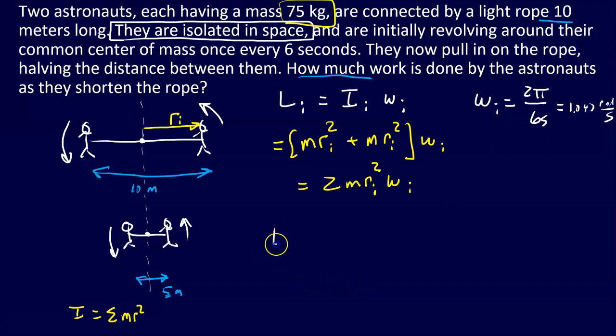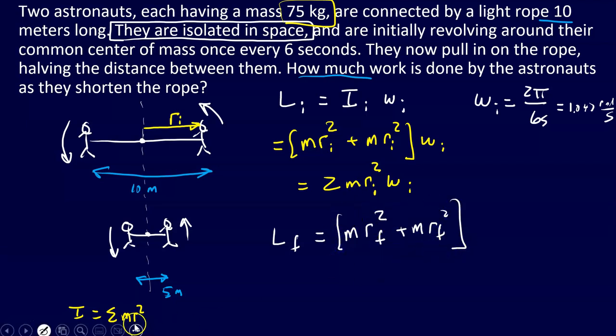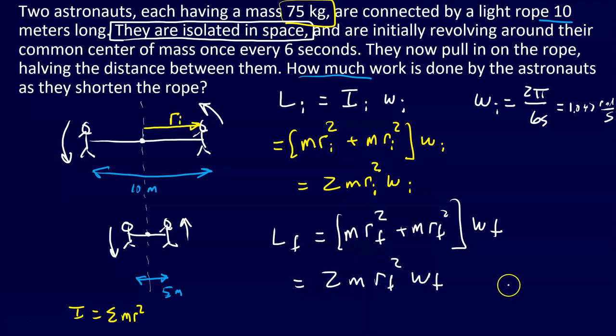And so then to set this up, we'll say our angular momentum final, which would be m r final squared plus m r final. So again, it's the same type of moment of inertia. We're doing the point mass equation, and then this would be omega final. And so when I'm all done, I get 2m r final squared times omega final.